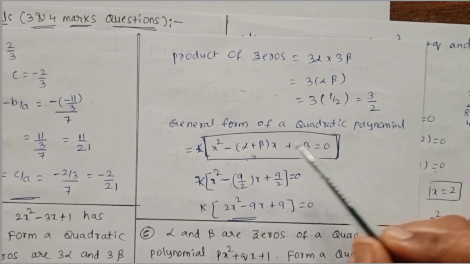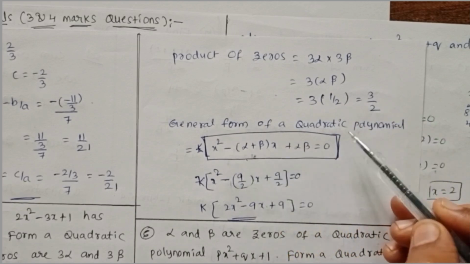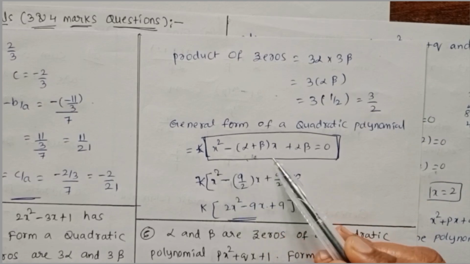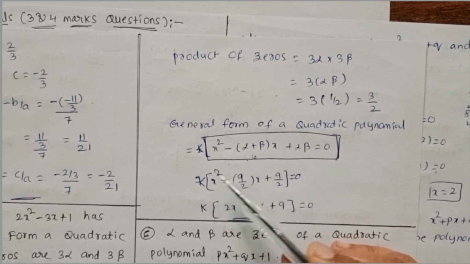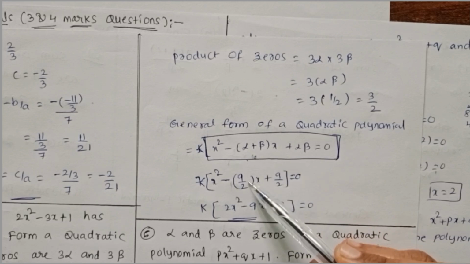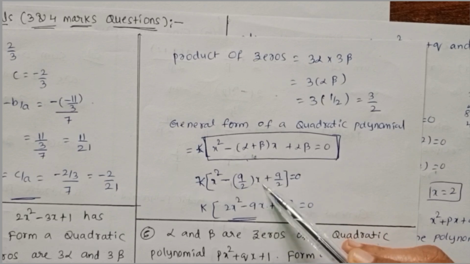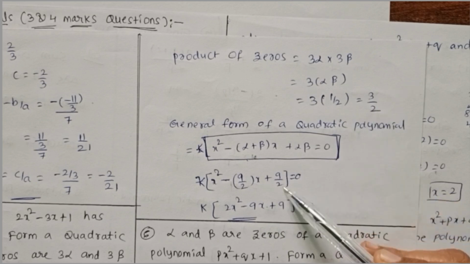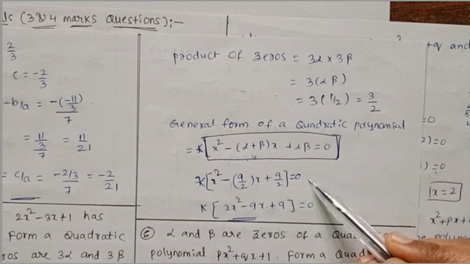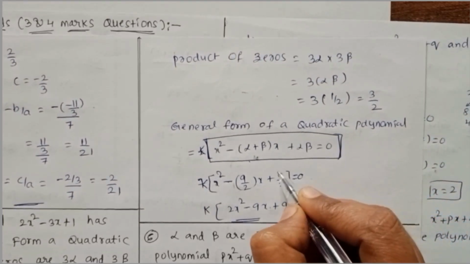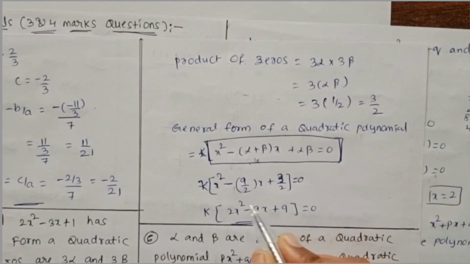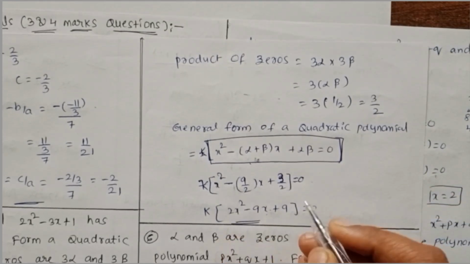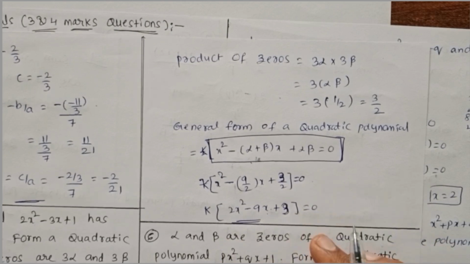To form the quadratic polynomial, we have the general form of quadratic equation, that is k into x square minus alpha plus beta into x plus alpha beta is equal to 0. k into x square minus alpha plus beta value we know 9 by 2 x plus alpha beta value 3 by 2 is equal to 0. Here 2x square minus 9x plus 3 is equal to 0. This is the quadratic equation.